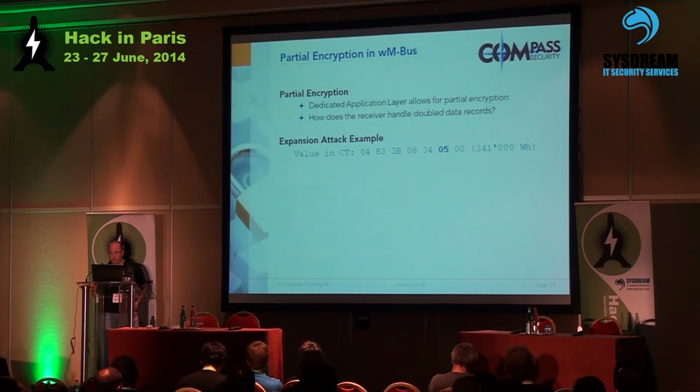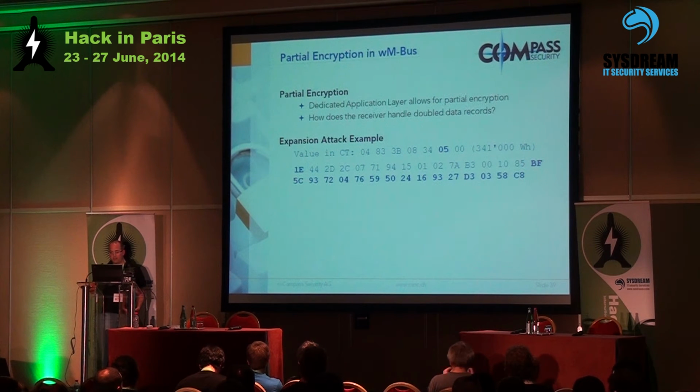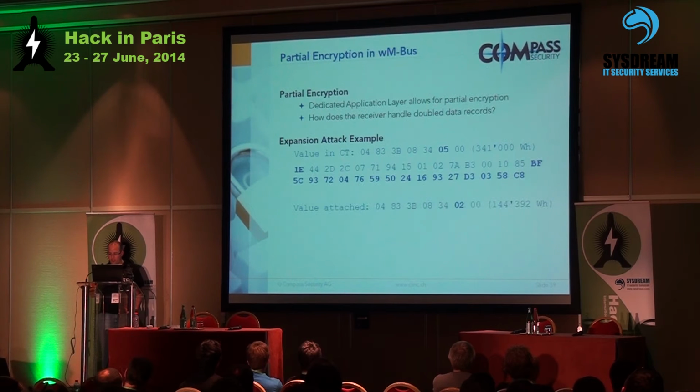So what we do is we have a standard encrypted packet. It says the length of the packet is 1E, and the bold text is the 16 bytes, a single block AES encrypted message. What we do is we attach a plain text, a standard value. We actually have to adjust the first byte because it's indicating the whole length of the frame. We don't touch the encrypted part at all, and we just append the plain text.